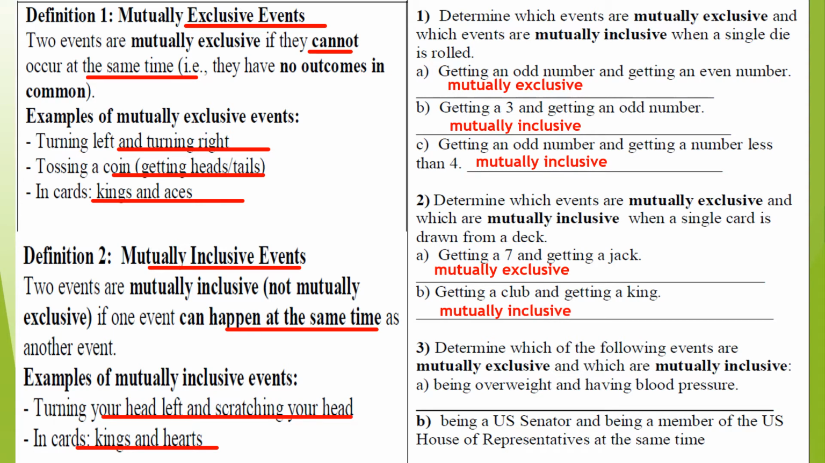Number 3, determine which of the following events are mutually exclusive and which are mutually inclusive. Letter A, being overweight and having high blood pressure. It is possible that when you are overweight, you have high blood pressure. So mutually inclusive. Being a U.S. senator and being a member of the House of Representatives at the same time.